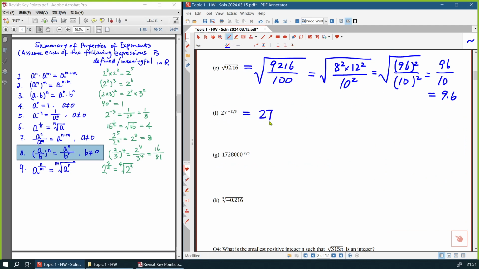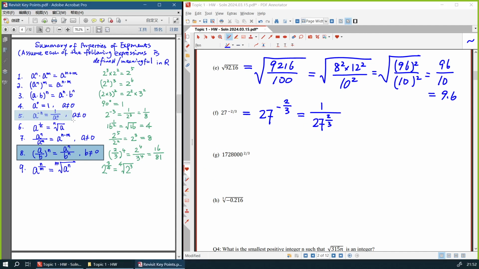27 raised to the power of -2 over 3. Okay, first of all, when a number is raised to a negative power, then we know that's 1 over 27 to the power of 2 over 3, right? This is according to the property number 5, right?